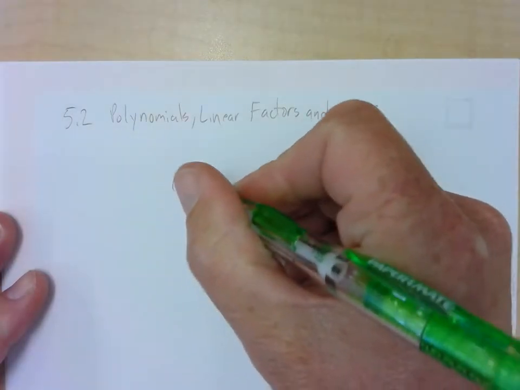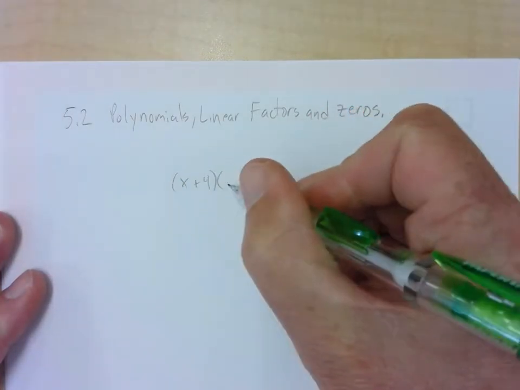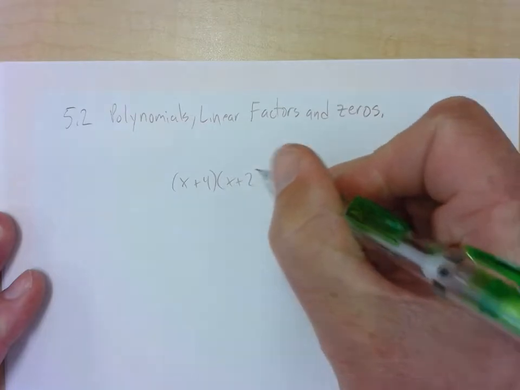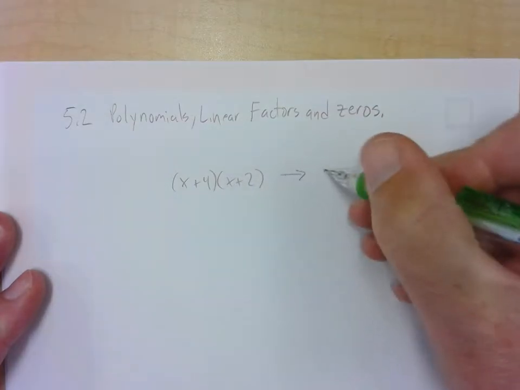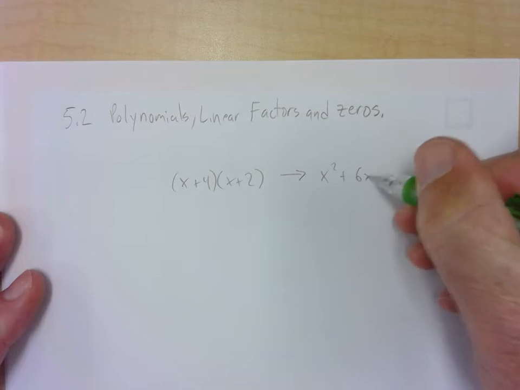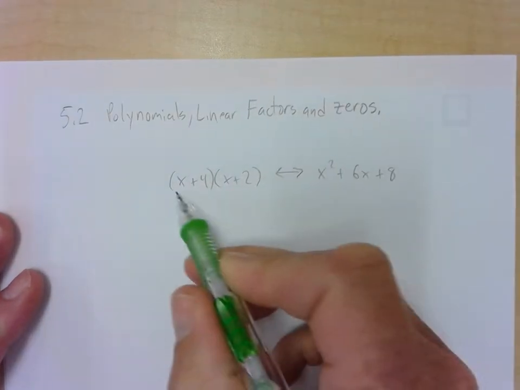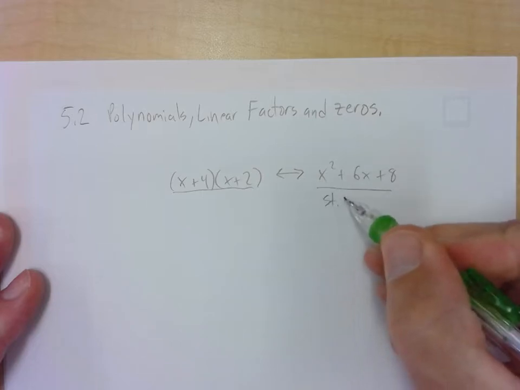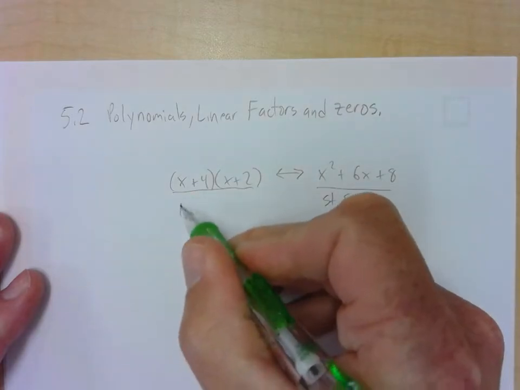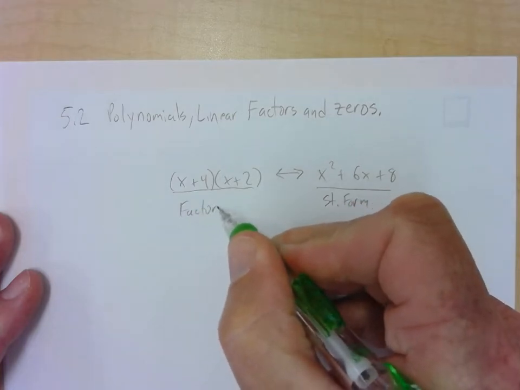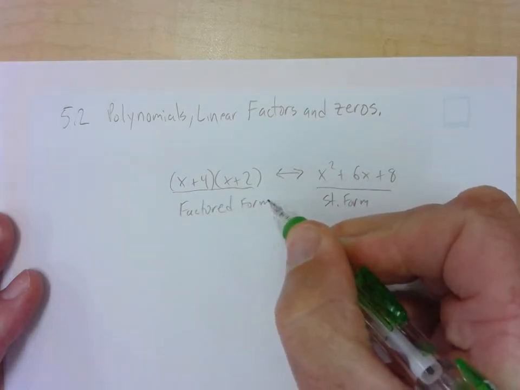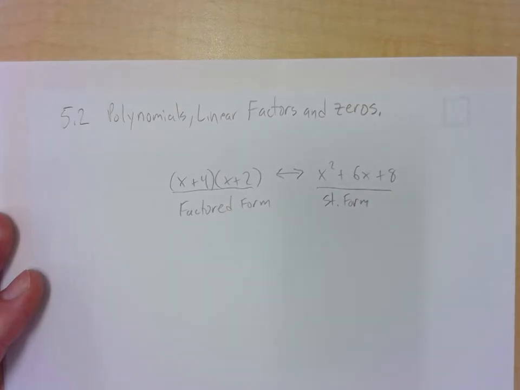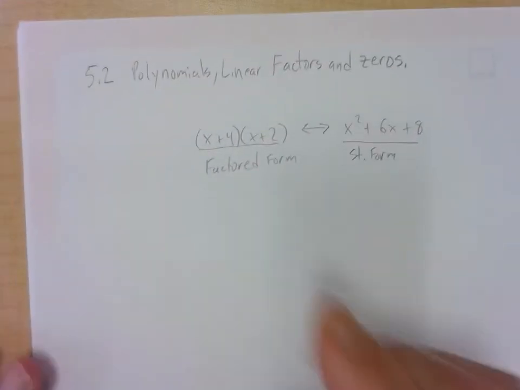We need to think about the fact that x plus 4 and then x plus 2 multiplied together is the same thing as x squared plus 6x plus 8. So we need to be comfortable switching between the two forms. So this would be standard form, and this over here would be factored form. So the difference is we're going to do this with larger exponents, like x to the third, x to the fourth, etc.